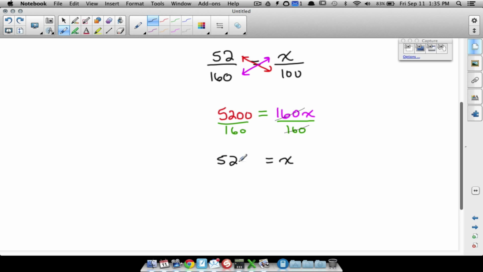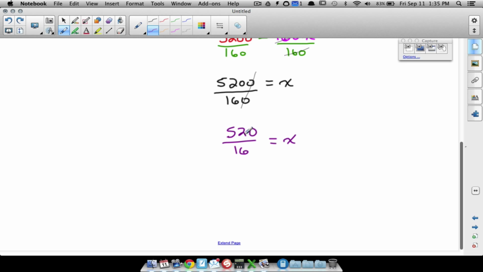And I tell you what, we need to simplify this. You could actually go ahead and do long division right now, but I'm not going to. I'm going to at least cancel out those zeros to make my numbers a little bit smaller to handle. So we have 520 over 16 is equal to x. And this is a good time to talk about simplifying fractions.